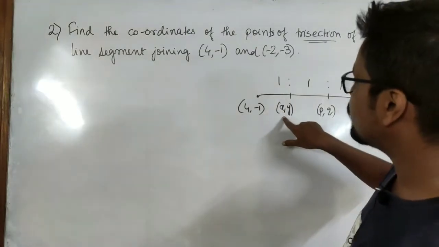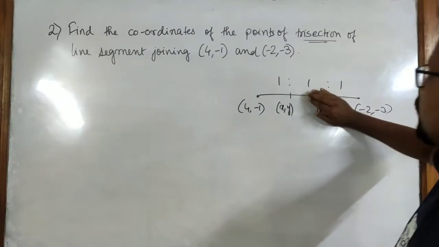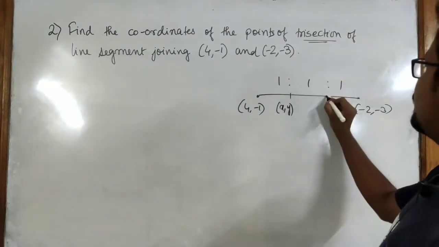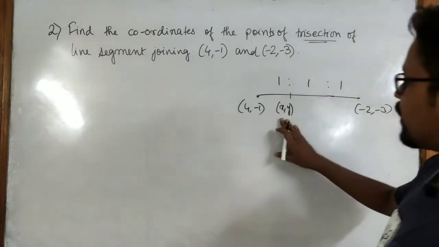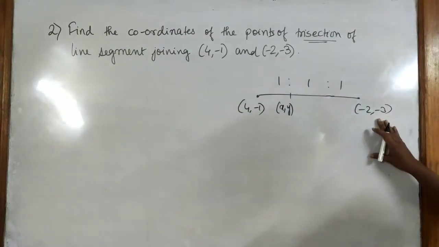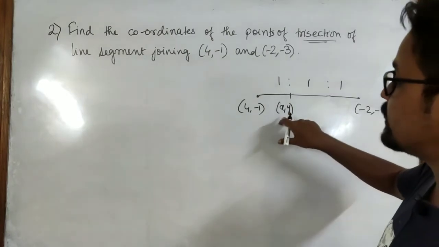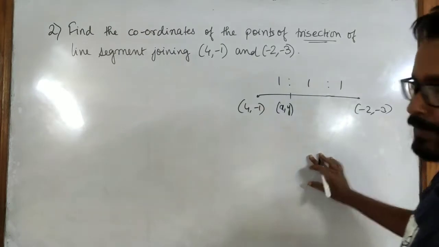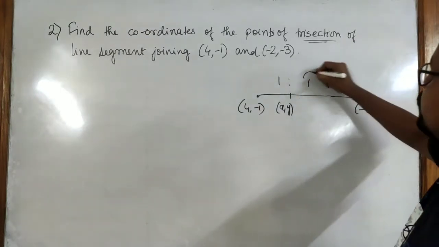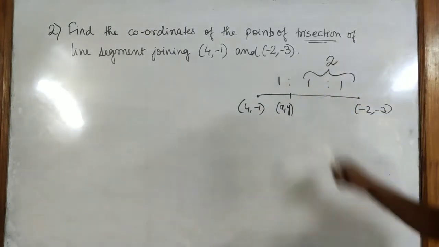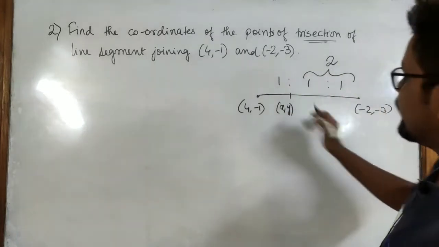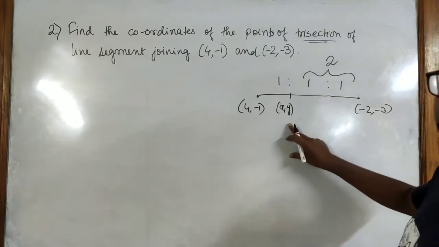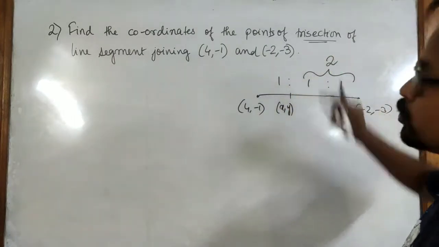When we try to find x comma y, suppose we forget about this point, that it even exists. Now you need to find x comma y. So x comma y is between 4 comma minus 1 and minus 2 comma minus 3. But what is the ratio in which x comma y divides this line? This part is going to be 1, and this part is the combination of these two, that is, it is going to be 2. 1 plus 1 is 2. So this is one part and this is two parts. So 1 is to 2. So when you find x comma y, you need to consider the ratio as 1 is to 2.